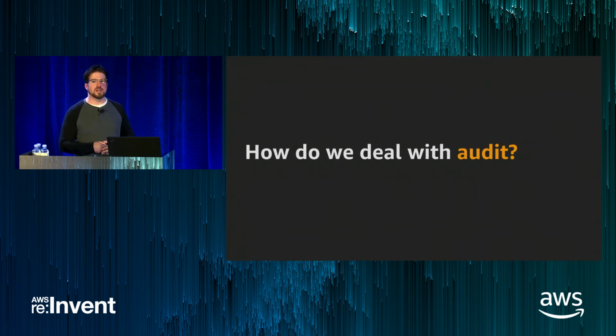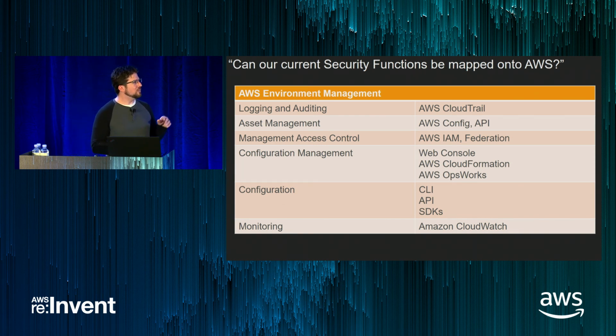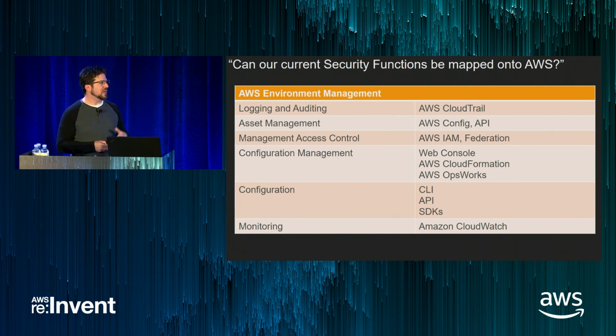So how do we deal with audit now? Just quickly running through some of these services, these are the core services you're going to be using for audit operations. For logging and auditing, we would be using services like CloudTrail really heavily. For asset management, things like AWS Config, and we can use the native AWS API or CLI to do describe calls to our environment. For configuration, we can make sure that we're using the CLI or API correctly, as well as providing our end users with pre-configured SDKs.